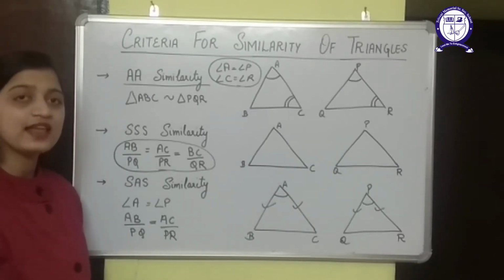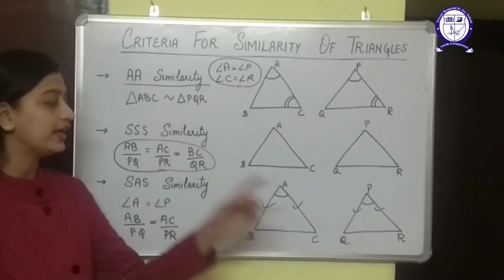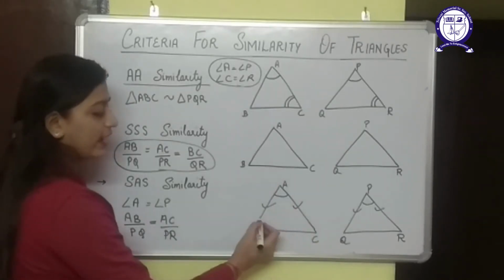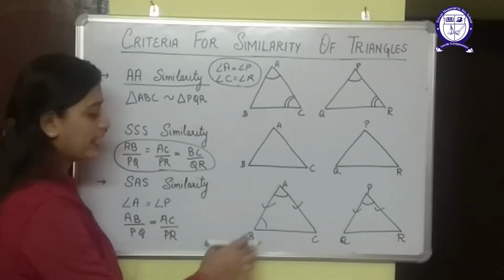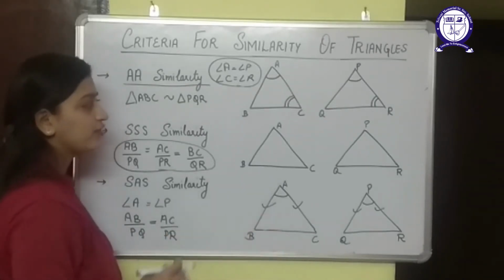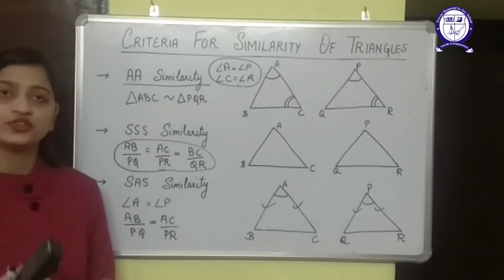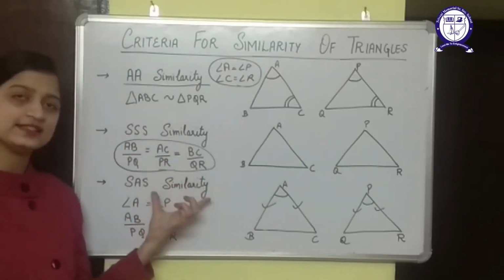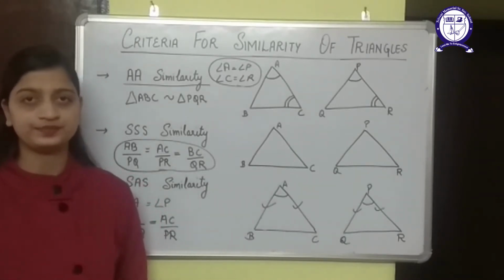So you can see that the angle should be in the middle of the sides we have considered. It should be the included angle. We cannot take this side and this angle. The angle should be included between the sides. So in the questions of the next exercise, we will be using these three criteria to prove the question. The first one is angle, second is side, and third is side angle side similarity.